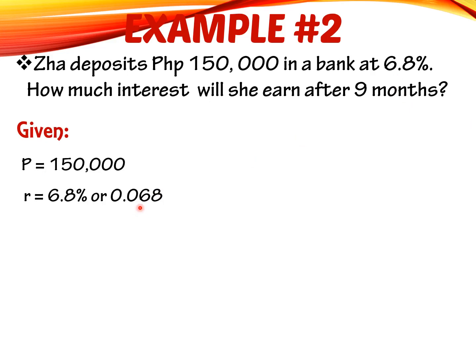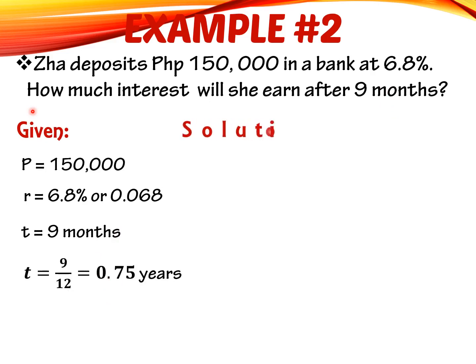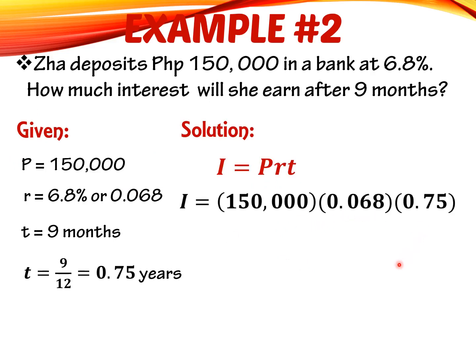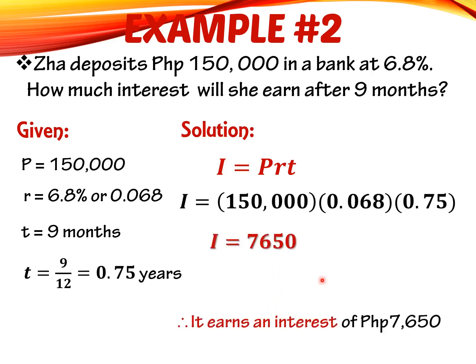So you have 0.068. And then you have here 9 months, which is your time that we need to express in years. So we divide it by 12. So that will give you 0.75 years. So to find the interest, we're going to use the formula P times R times T. And then we're going to substitute the given. So multiply 150,000 times 0.068 times 0.75. And that will give you an interest of 7,650. So therefore, the interest earned is 7,650.